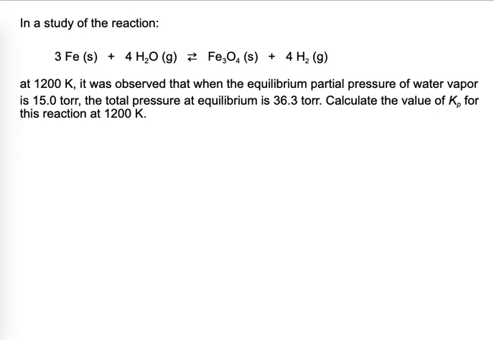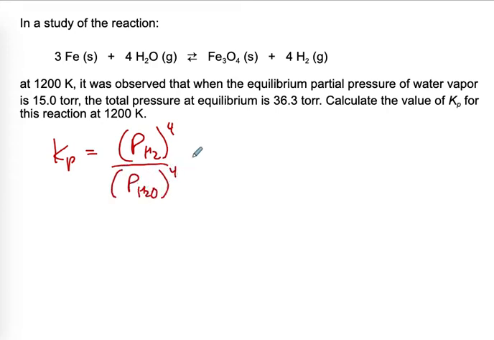So let's first begin by writing out the Kp expression. Kp is equal to, leaving out the solids, this is simply equal to the partial pressure of hydrogen gas to the 4th power divided by the partial pressure of water vapor to the 4th power. And if you want to simplify your lives, you could combine that and say pH2 over pH2O to the 4th power. Okay? Now, we are given the partial pressure of water vapor, and we're given the total pressure.